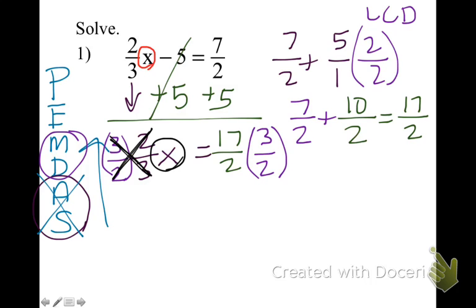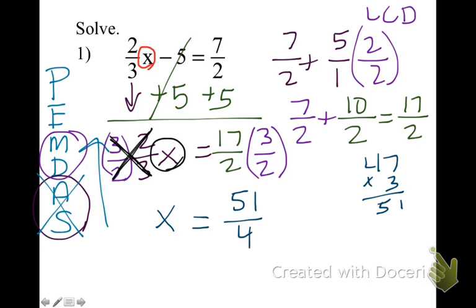And we take a look. Can I cross-cancel anything? So I look at my 17 and my 2. Can I cross-cancel anything? No, I can't. Then I take a look at my 3 and my 2. Can I cross-cancel anything? No, I cannot. Since I can't cross-cancel anything, I just multiply straight across. So let's see, 17 times 3 gives me 51. So I get 51 over 4. Bring down my equal sign, bring down my x, and that is going to be my answer.